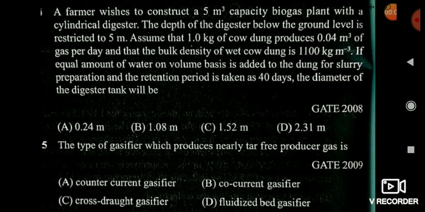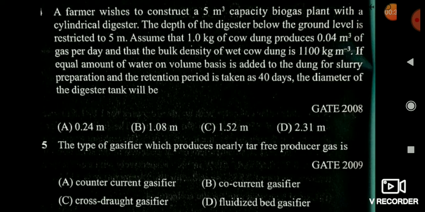You can see the next question. Firstly, you can see the second question. The type of gasifier which produces nearly tar-free producer gas is dash. Friends, this is the co-current gasifier, meaning in this type of gasifier both the gases and the coal are moving in the same direction. So option B is the correct option.